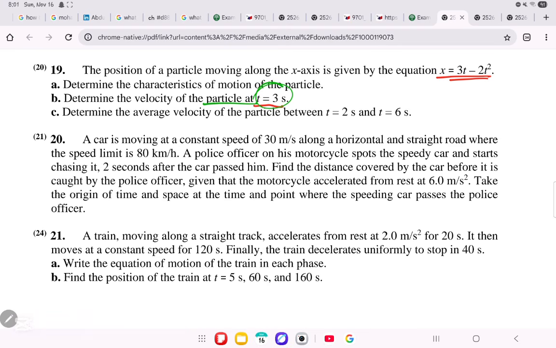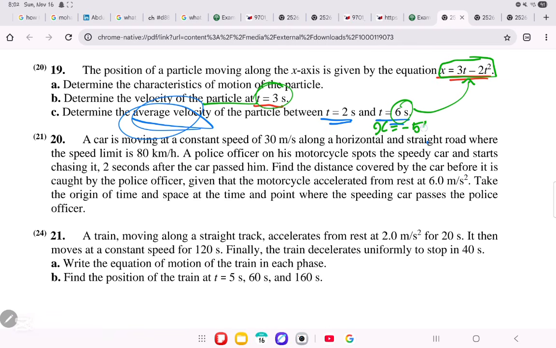Average velocity between time 2 seconds and time 6 seconds. Here we don't take the derivative. Instead, we find the position at 6 seconds and the position at 2 seconds, and then we do the change in displacement over the time. So, what will my position be at 6 seconds? I will substitute it here. I would get my position at 6 seconds to be minus 54, so here, x is equal to minus 54.